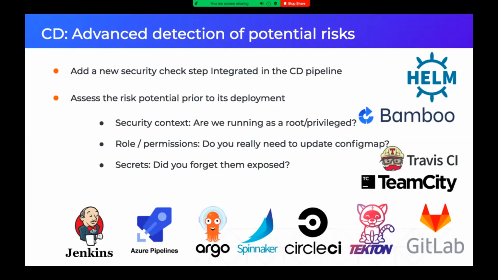Roles or permissions are another area which we think requires some attention. People may change or copy or take roles and just use them. And there's always the question: do you really need to update the config map? Do you really need to put your verbs with a star, or the resources with a star, because you're not sure how to define them, and how you can reach the least privilege method we all want to follow, if you do it early enough in the CD.